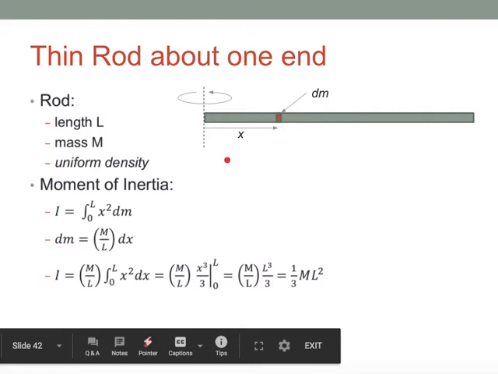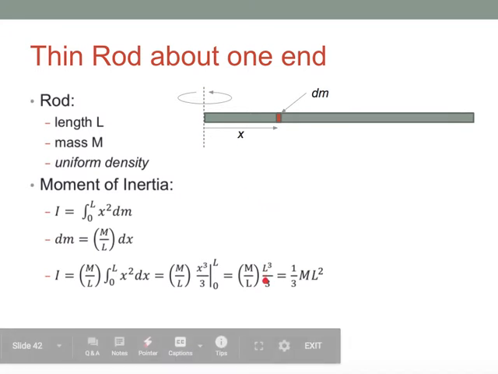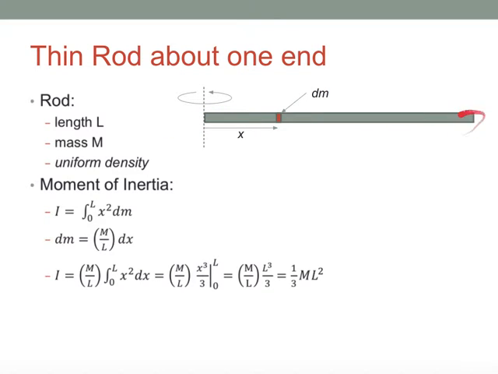So that is the moment of inertia if I take a rod and I try to spin it around one end. It's only 1/3 ML squared because notice a large quantity of the mass is actually close to the axis of rotation. It's not all at the end.